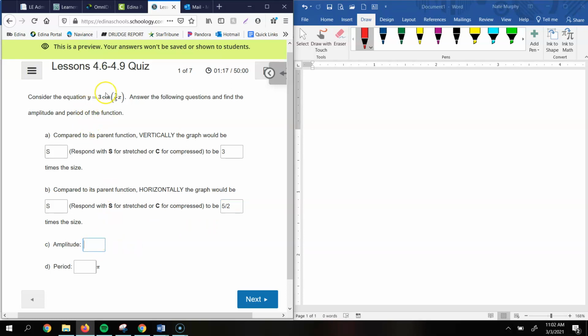Remember, your amplitude is whatever the value is in front, so the absolute value of it, and the absolute value of 3 would just be 3. Remember, to find the period, we would take the reciprocal, that 5/2 times 2 pi. Well, when we do that, the 2's would cancel out, leaving us with 5 pi. The pi is already there, so we just say 5.